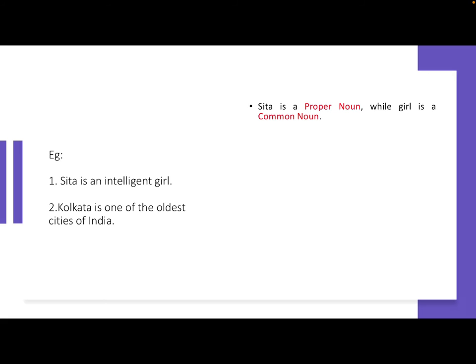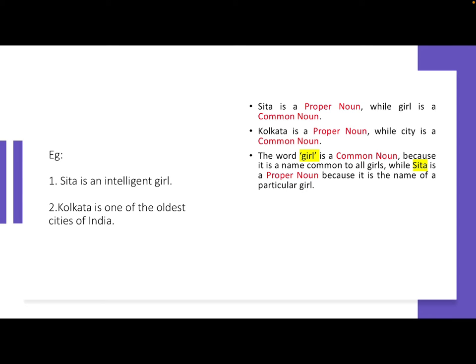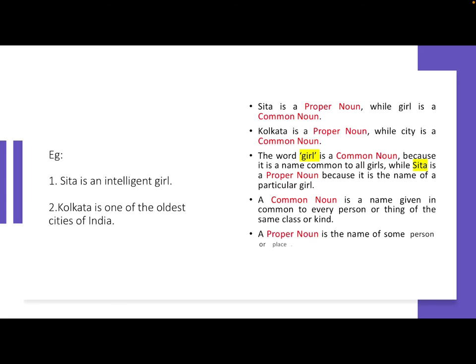Now in the first sentence, Sita is a proper noun while girl is a common noun. Kolkata is a proper noun while city is a common noun in the second sentence. The word girl is a common noun because it is a name common to all girls, while Sita is a proper noun because it is the name of a particular girl. A common noun is a name given in common to every person or thing of the same kind or class, whereas a proper noun is the name of some person or place. So therefore, proper means one's own. Hence, a proper name is a person's own name.